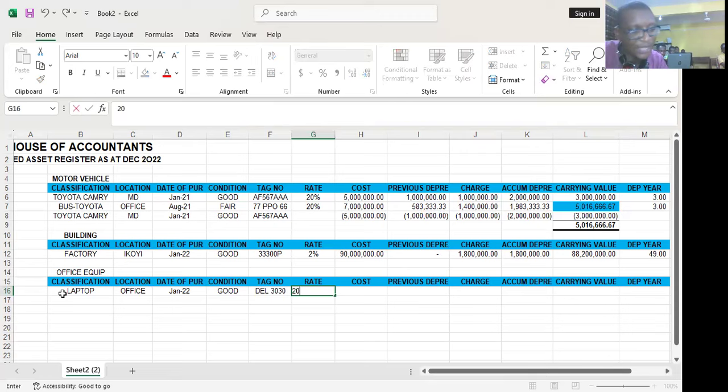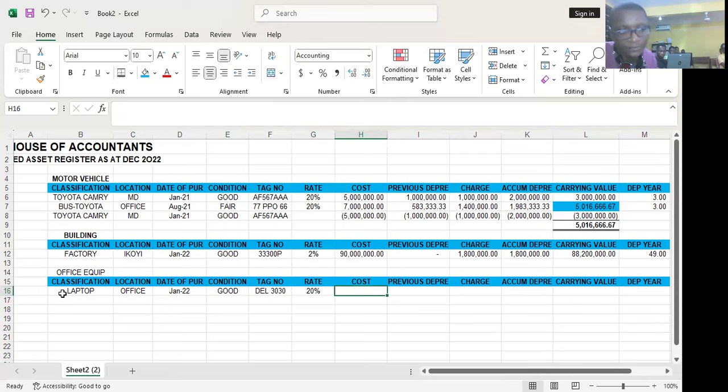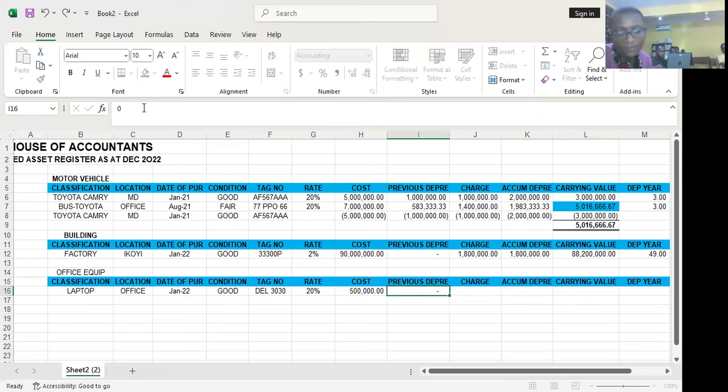You can't just use any rate. It must be reasonable, like I said. So the Dell, let's say we bought that Dell for 500,000. It cannot be 20 million. The figure must be reasonable as well. Because it is just this year, we won't have depreciated from last year. So it means we will have here a 0.